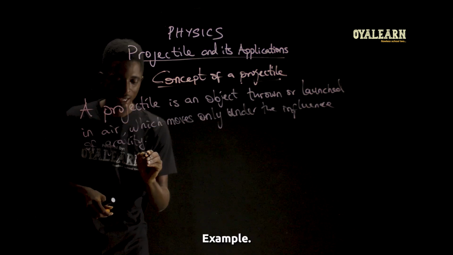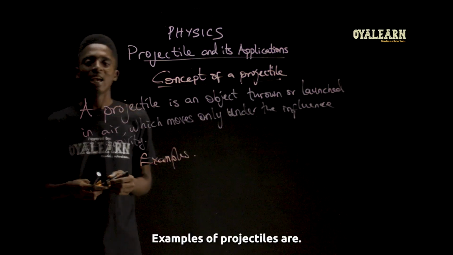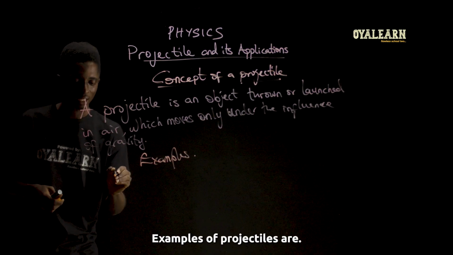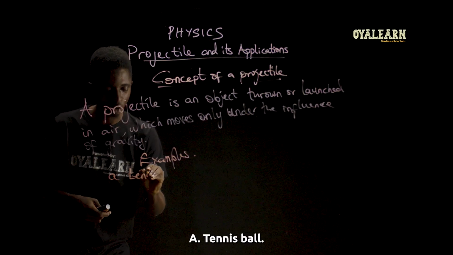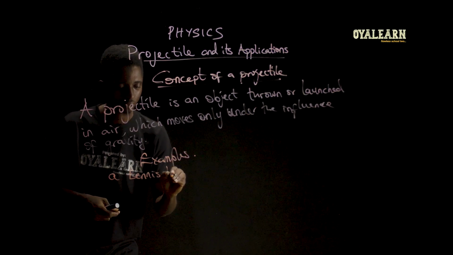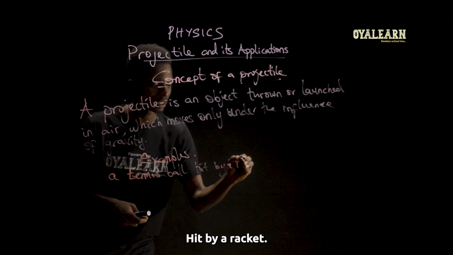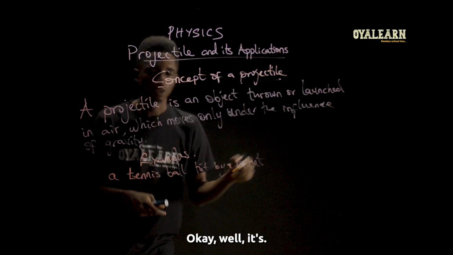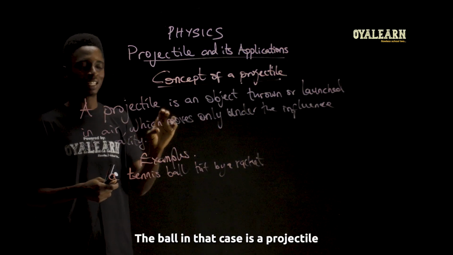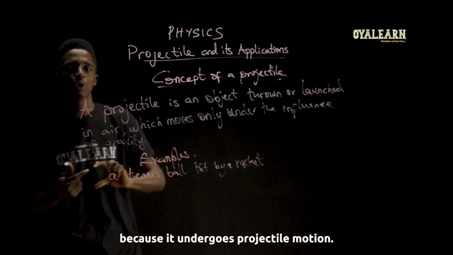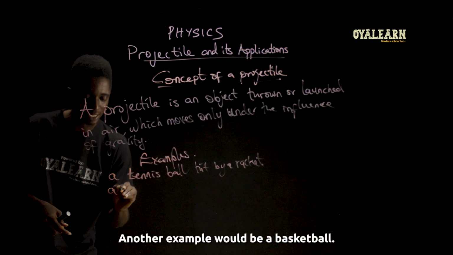Examples of projectiles are a tennis ball hit by a racket. When a tennis player hits the tennis ball with a racket, the ball in that case is a projectile because it undergoes projectile motion.